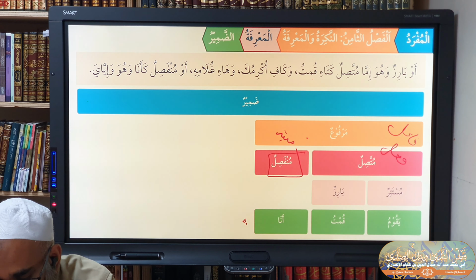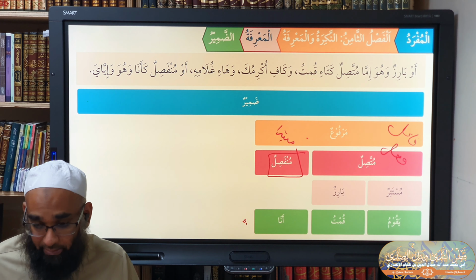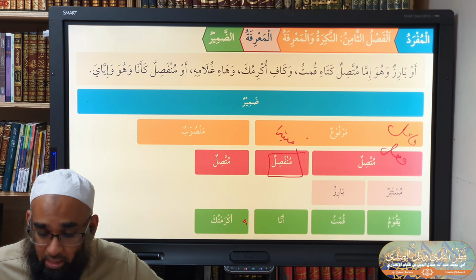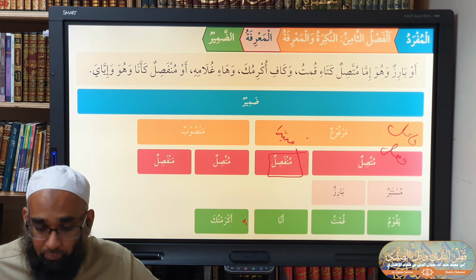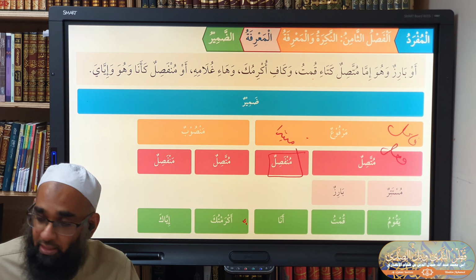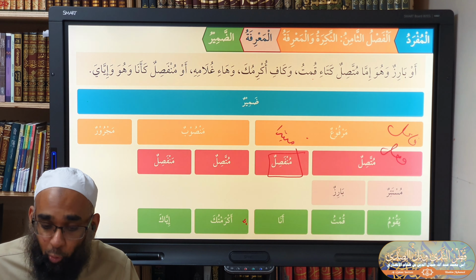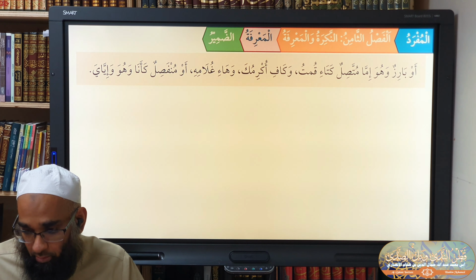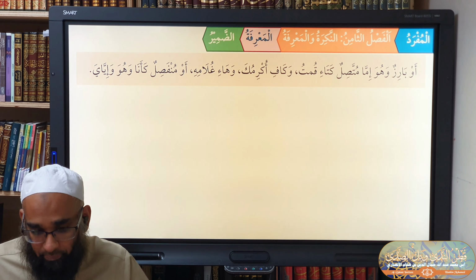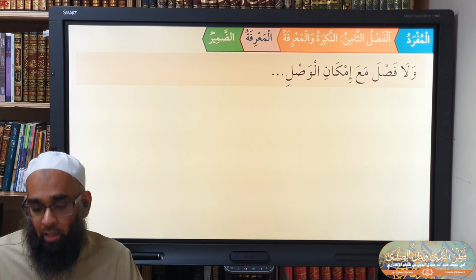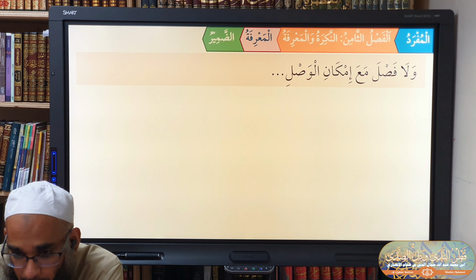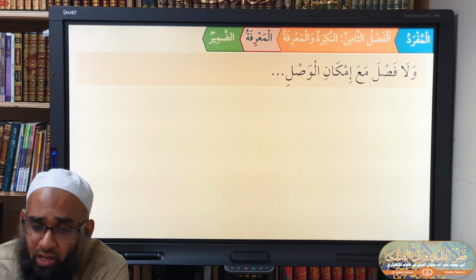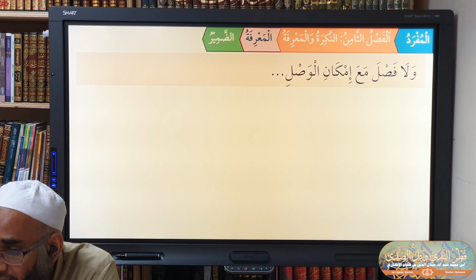As a mubtada. Then after you have dhamir mansoob, and either it's muttasil, like akramtuka, or it's going to be munfasil, like iyaka. And you can have majrur, and majrur is only going to be muttasil, like rabbuna. Are you following? So far so good? Right. Now, he's saying here, wala fasla ma'a imkanil wasli.